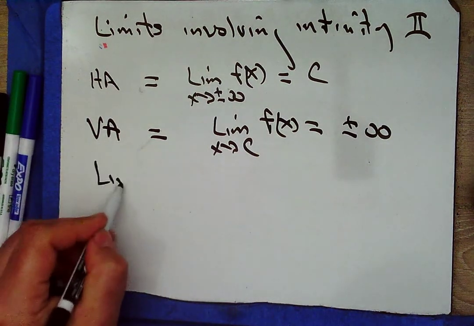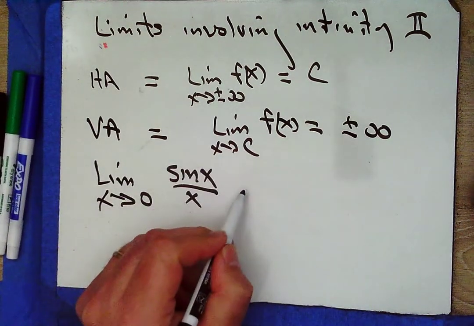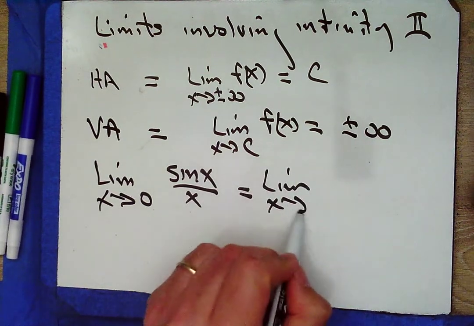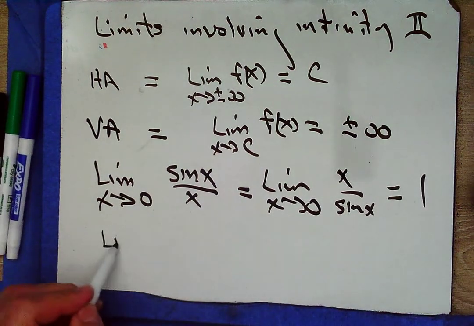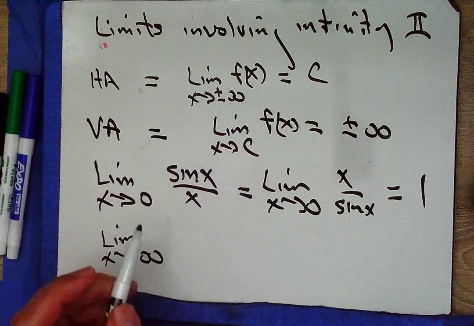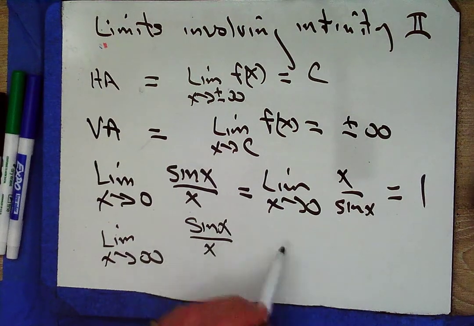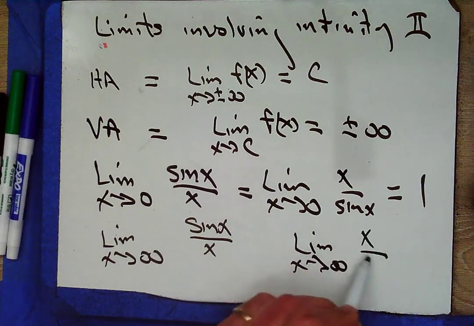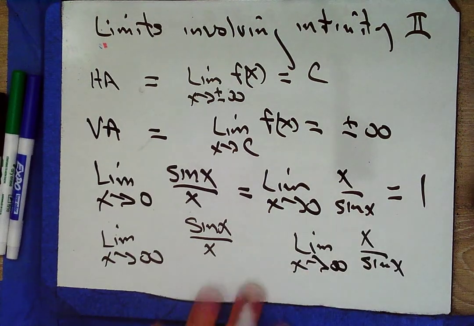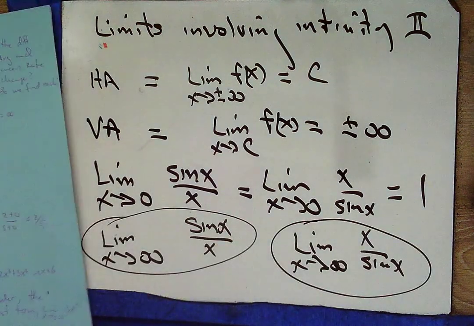And remember that the limit as x heads to 0 of sine x over x, or the limit as x heads to 0 of x over sine x, these are 1, but the limit as x heads to infinity of sine x over x is not the same, nor is the limit as x heads to infinity of x over sine x. So you should make sure that you know these from the last video before you take a test on this unit.